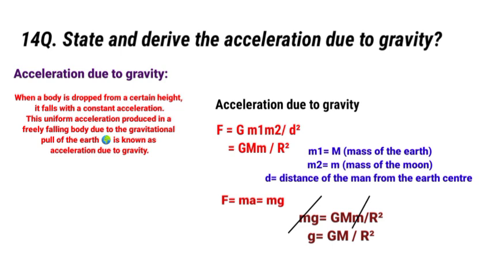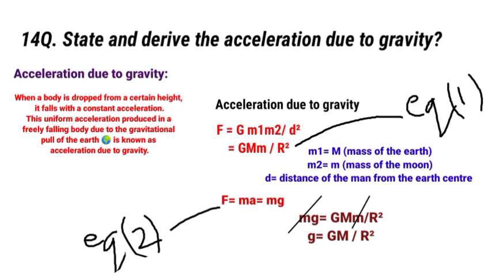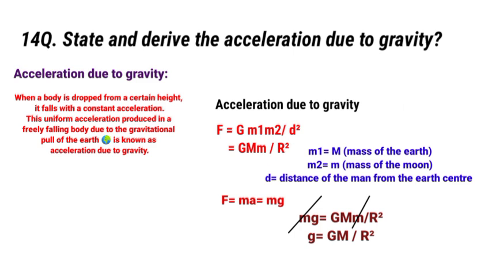We already know F equals capital G M small m upon r square. Now what is the second law formula? F equals ma. Here a is g, so F equals mg. Now mg equals capital G M small m upon r square. We get this from equation 1 and equation 2. So mg equals capital G M small m upon r square. If small m is cancelled, g equals capital G M upon r square.